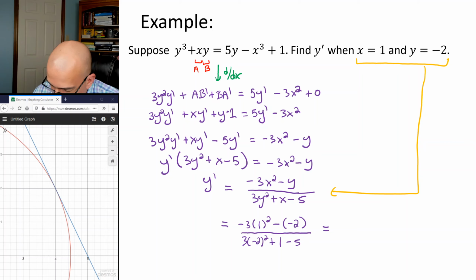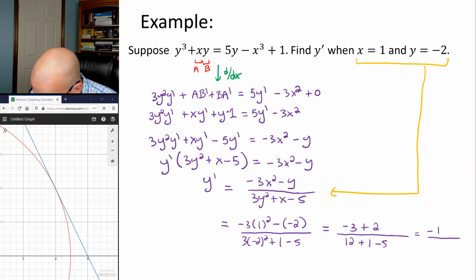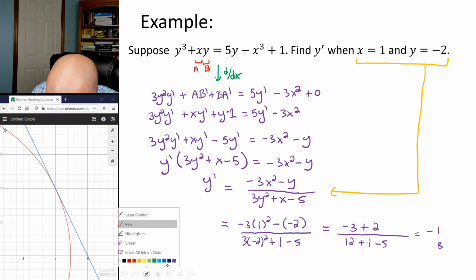Okay, so we'll keep simplifying. -3 plus 2 divided by 3 times 4, 12, plus 1 minus 5. So minus 1 on top. And on the bottom, we have 12 plus 1, 13. Minus 5, 8. So -1 divided by 8 appears to be the answer.